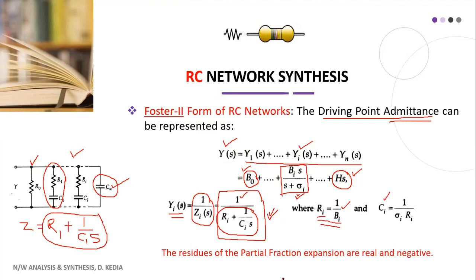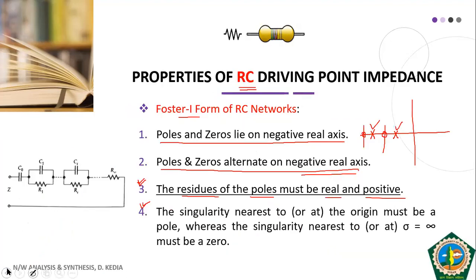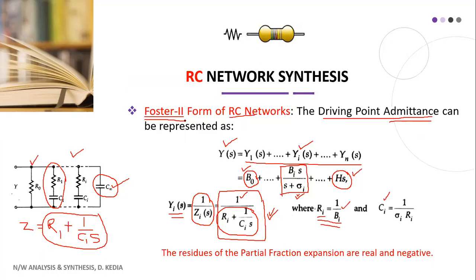Now you see here, in the last slide, when we were discussing properties of Foster 1 form of RC network, I had told you that the residues of the poles must be real and positive. Whereas in case of Foster 2 form, the residues of the partial fraction expansion are real and negative.